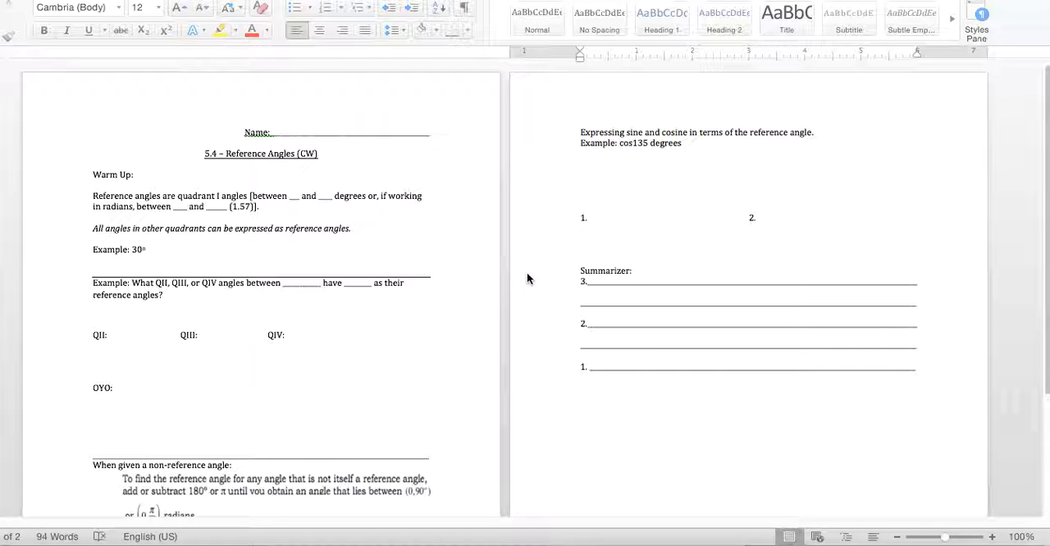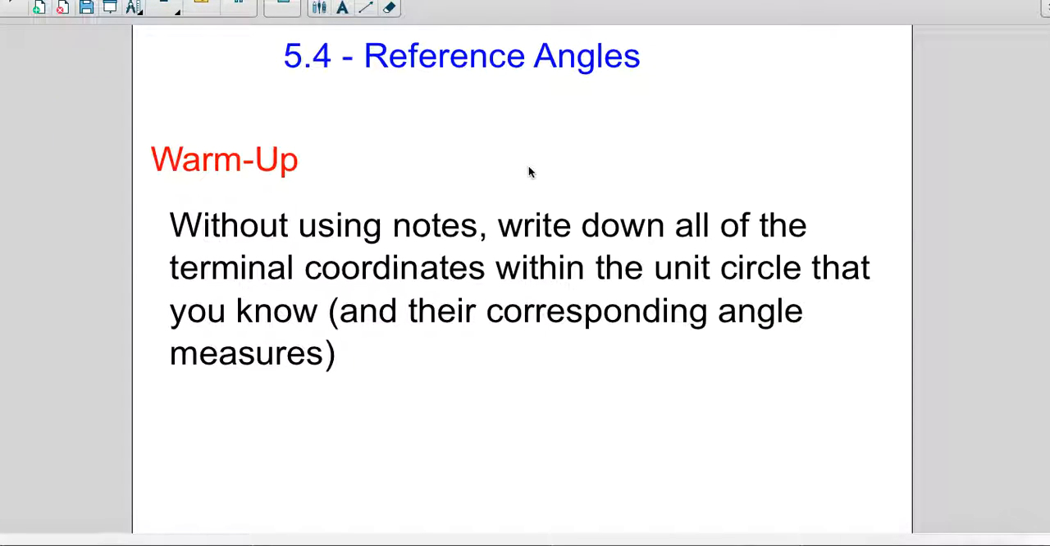Should be 5.4, which is reference angles. If you want, have somebody go up to the front of the classroom where I keep all these copies and grab one of these classworks that should look like this, and then we can start. So 5.4 reference angles. You can do this warm up.